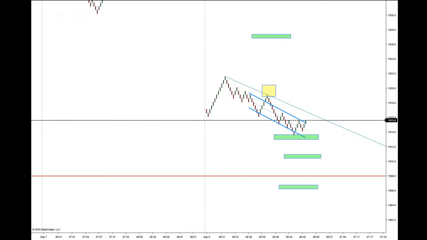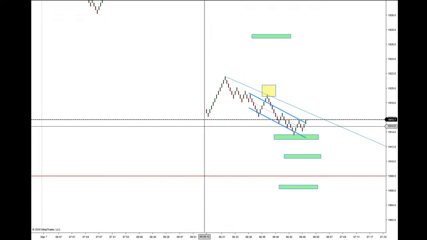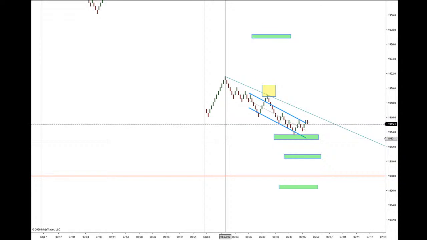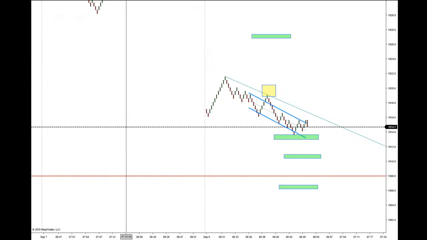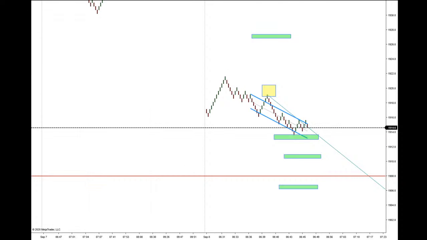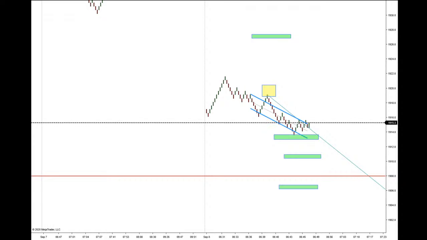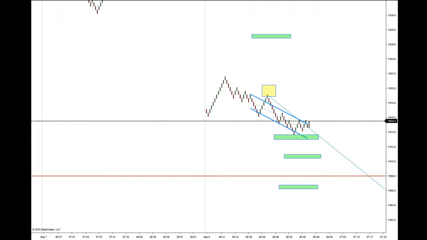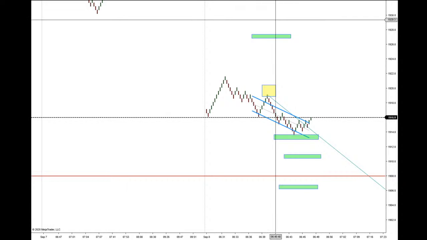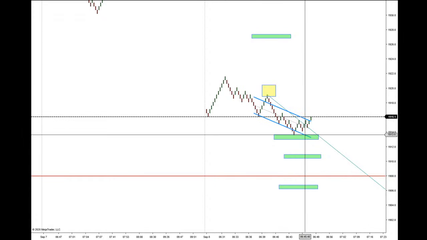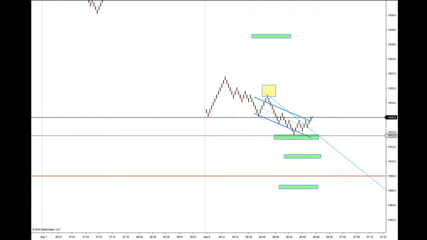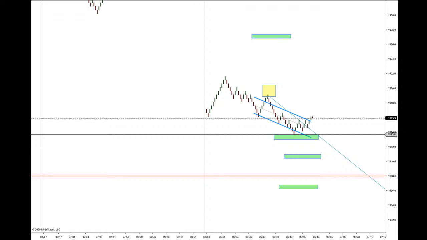So it did not hit our low of the day, so it looks like it'll probably be going down again. I'll probably take another short. Target would be the low of the day, but I'm seeing some buying pressure here. It hit our target on the nose, which was our second wave C.